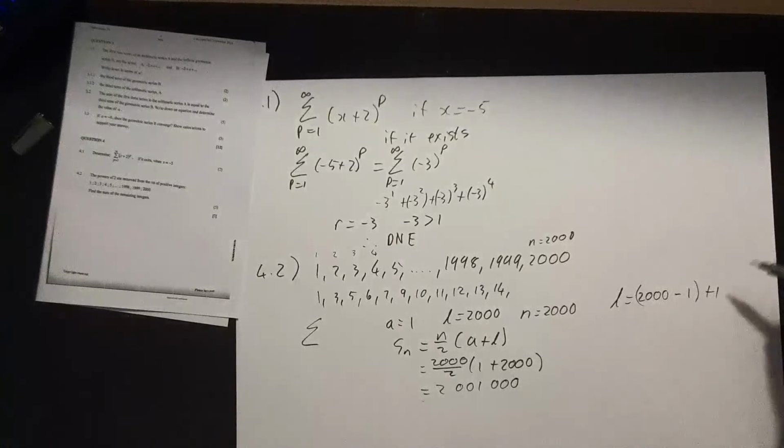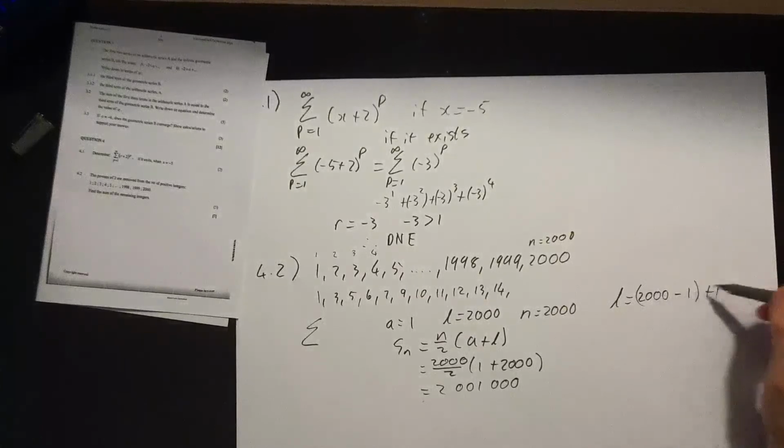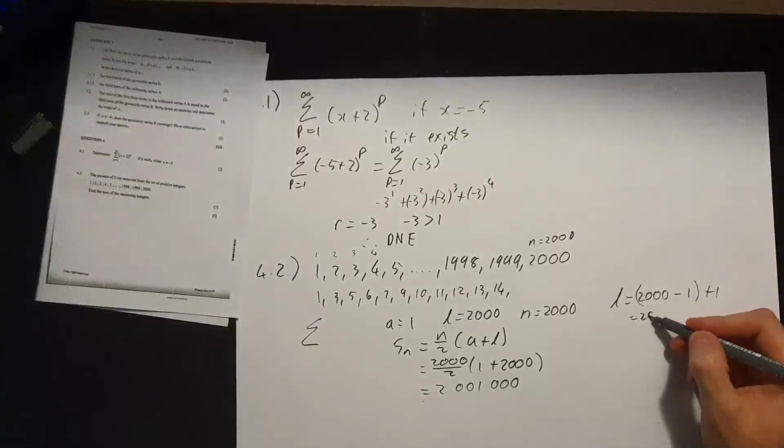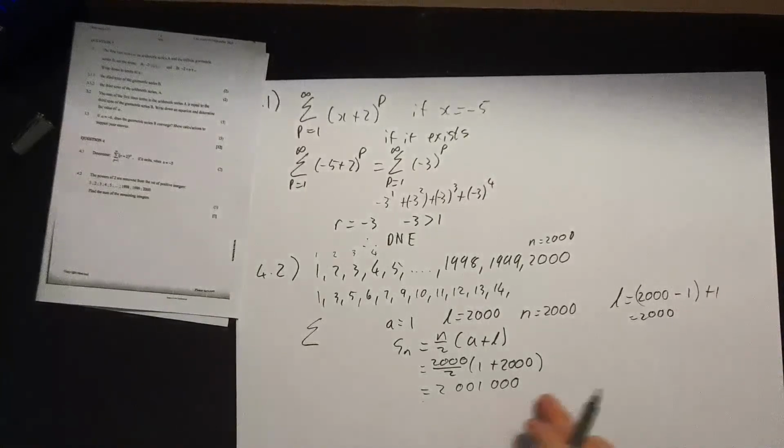But going back here, L is 2000 minus 1 plus 1, which then just gives you 2000. Okay, so that's the total. If we sum everything up, we get 2,001,000.